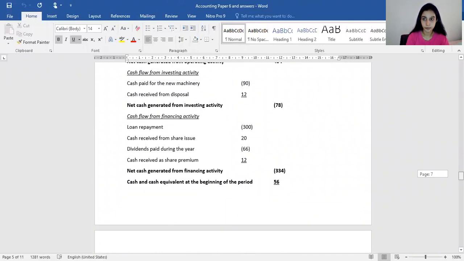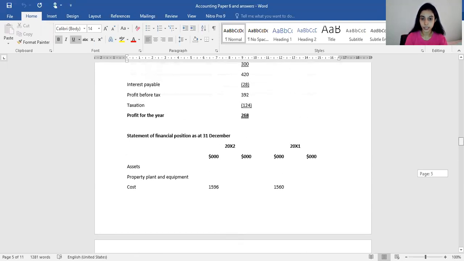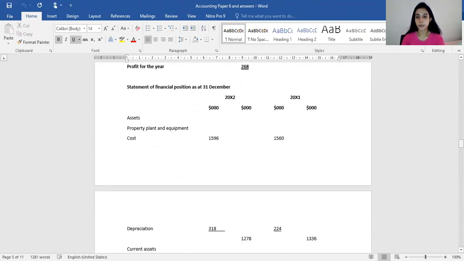I've explained everything. So this part I missed. When you draw the non-current asset cost account and the non-current asset accumulated depreciation account, put the opening balance as 1,560, closing balance as 1,596. Then put that purchase of 90,000 on the debit side. Then you will be getting a balance on the credit side, which means a disposal. So take that balance into a new account, the disposal account, and by balancing off the depreciation account, put the opening as 224, closing as 318, annual depreciation as 118 from the profit and loss.